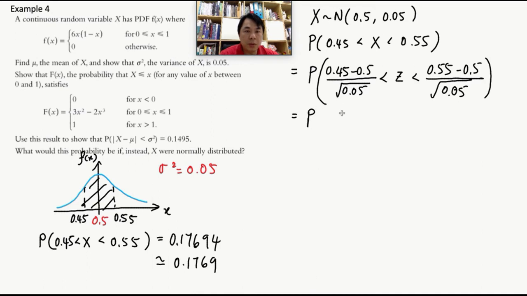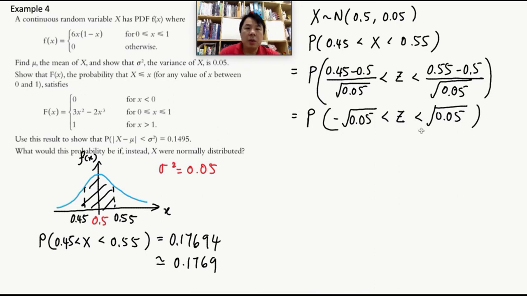Now in this case I'll try to simplify it a bit. That will be negative 0.05 over, basically it's quite easy to write here. You don't really need to write this one here. It's basically negative square root of 0.05 less than a z-score less than square root of 0.05. This one definitely is 0.05 also. Now that will be the probability that we are going to find here.